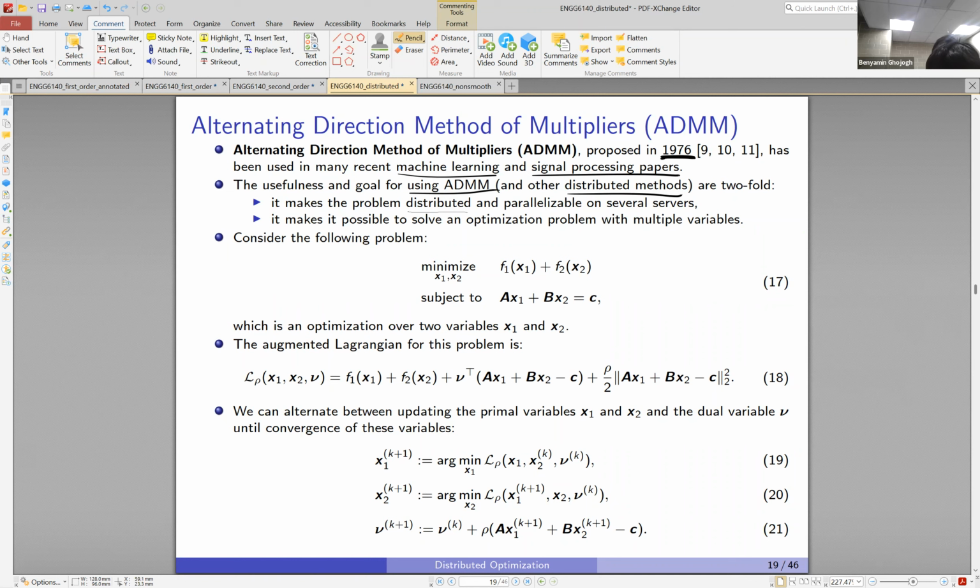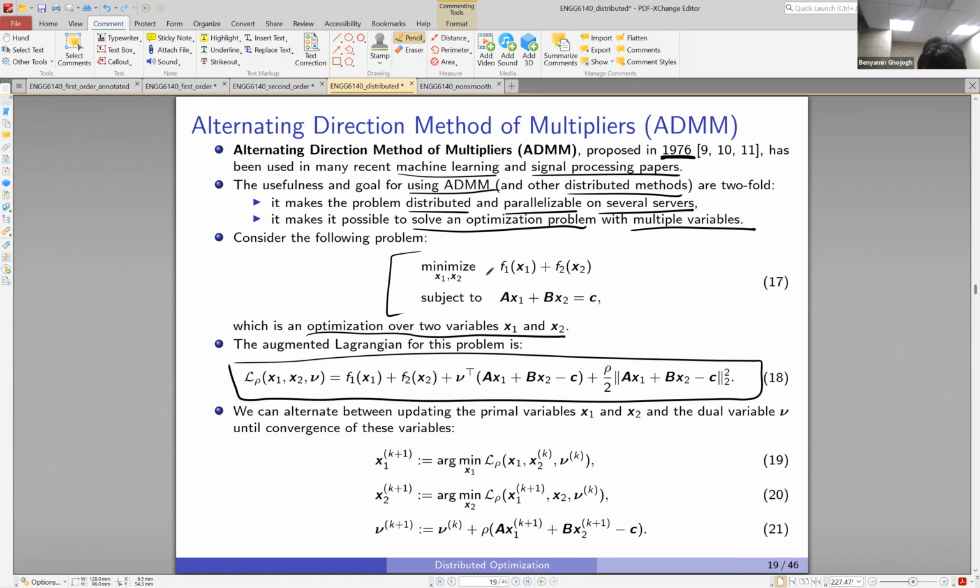It makes a problem distributed and parallelizable on several servers. It also makes it possible to solve an optimization problem with multiple variables. When we have multiple variables, we can use ADMM. Consider the following problem. Assume we have two variables, x1 and x2. Minimize f1(x1) plus f2(x2), subject to A x1 plus B x2 equals c, which is an optimization over two variables, x1 and x2. The augmented Lagrangian for this problem is this.